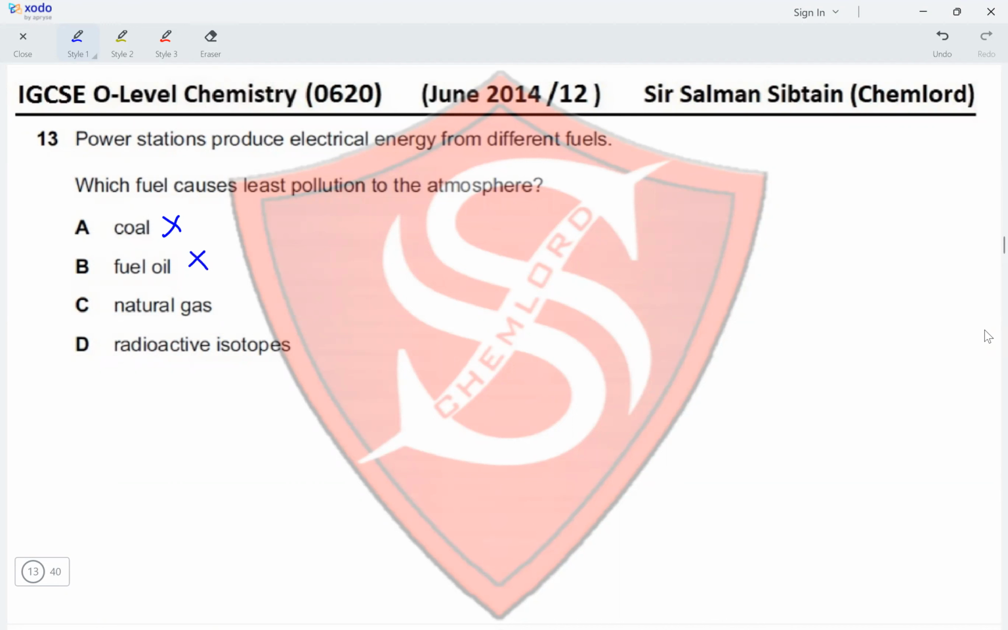Carbon dioxide and carbon monoxide. Natural gas, same thing. Carbon dioxide, carbon monoxide. Radioactive isotopes. So the energy is produced through radioactive decay and no carbon emission takes place. So radioactive isotopes cause the least pollution to the atmosphere, making option D the correct option for this question.